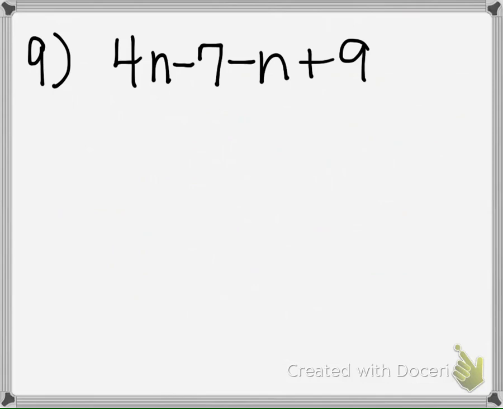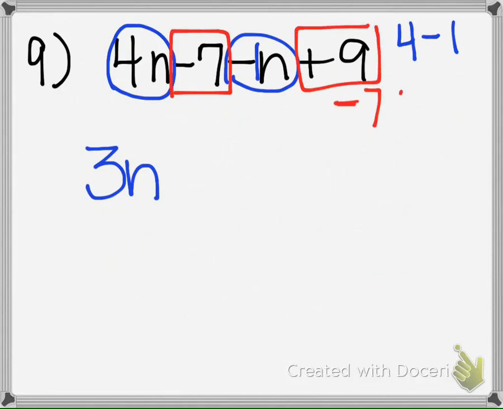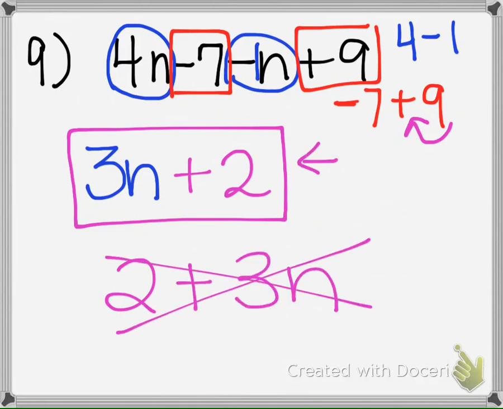Okay, here we can combine the 4n and the negative 1n. So we would solve, this is 4 and this is negative 1, and those two would combine together to make 3n. And then we would put the negative 7 here, and then we have a positive 9. And we would solve that math fact there. 9 is bigger, so positive, and they're different, so we subtract. So we get 3n plus 2. Again, if you had this, it's still correct, but this is the better way to write it.